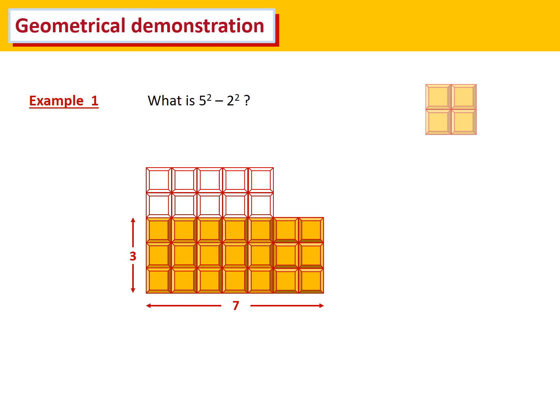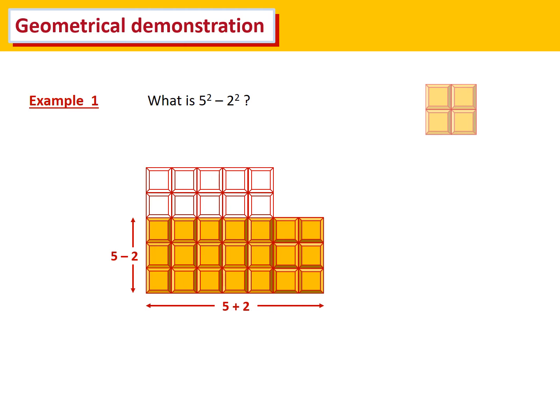But where do we get the 3 from? The 3 squares are the original 5 squares with 2 squares here subtracted. So consequently, this 3 has come from 5 take away 2. And where does this 7 come from? Well, it's the original 5 with those 2 added on. So 7 is actually 5 plus 2.